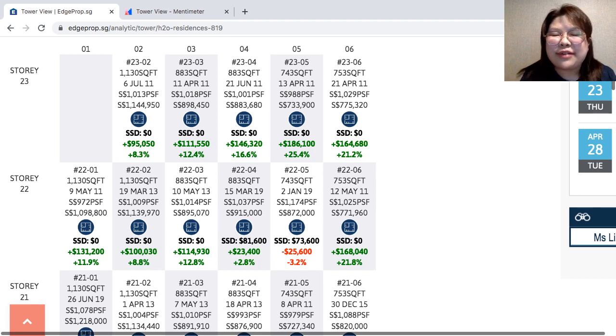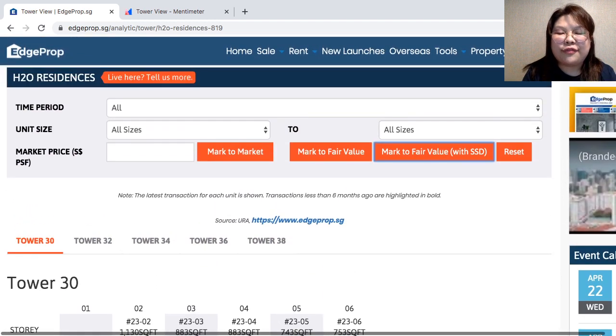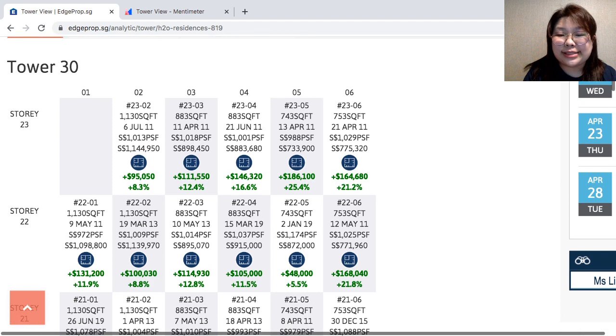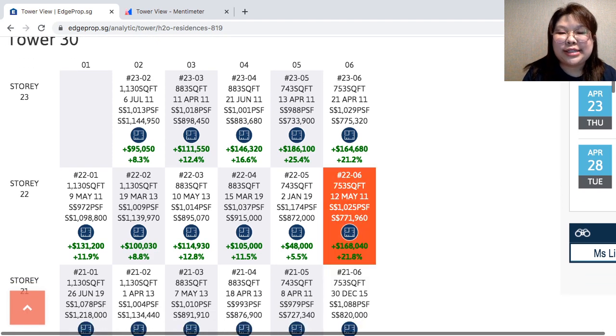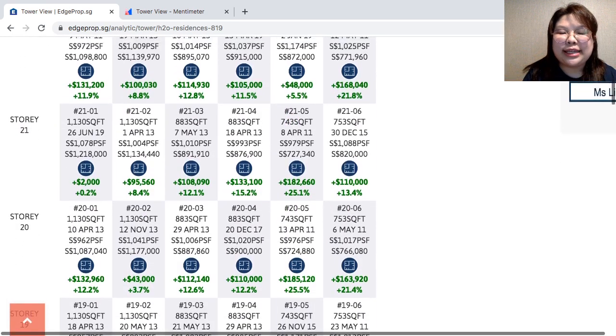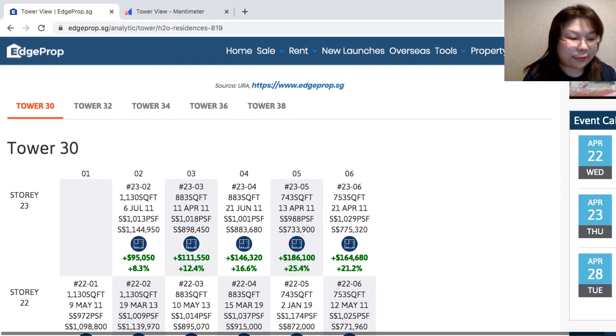If you are very bad with your maths and you cannot remember what I said, don't worry. What you can do is toggle back to mark to fair value. The same unit should work out to be the same number. The edge fair value will work out to be the same. So all you need to do is just take the price they paid for, plus or minus accordingly to the grid, and you will end up with the same edge fair value amount.